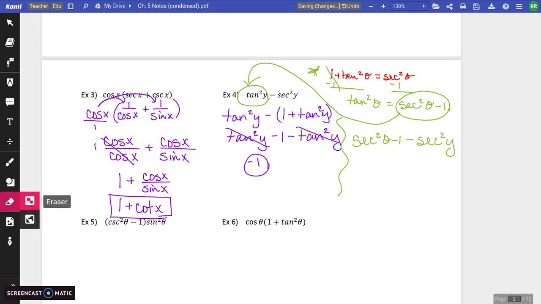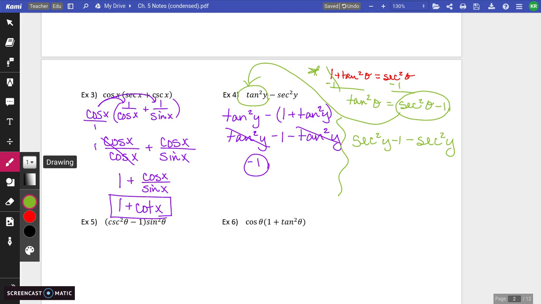So I make this substitution and it becomes secant squared theta minus 1 and then minus that secant squared, well, it should be y. Keep doing that. So I have secant squared y minus 1 minus secant squared y. Look, those secant squareds cancel out. What do you have left? Negative 1. I show that to you to say that there very well could be more than one path to get to the same result.